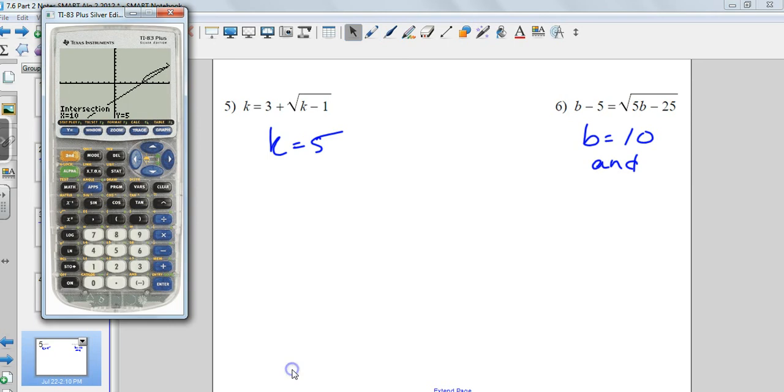Now remember, when I go through all this, second trace, intersect, enter, enter. I just need to make sure that I'm closer to the other intersection point before I hit enter a third time. Whoops. I think that was the first one I found, wasn't it? Never mind, let's try that again. Second trace. Number 5. Enter, enter. No, I was going to the wrong one last time. So this time, scroll so you are closer to the bottom intersection point. I found the top one first by accident.